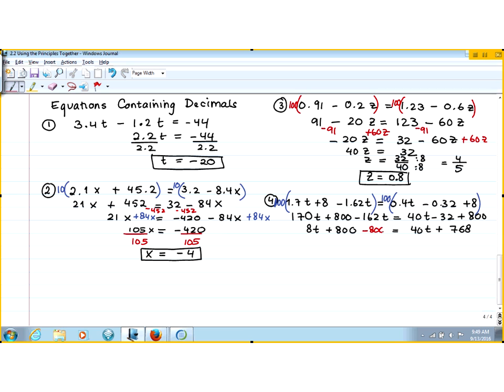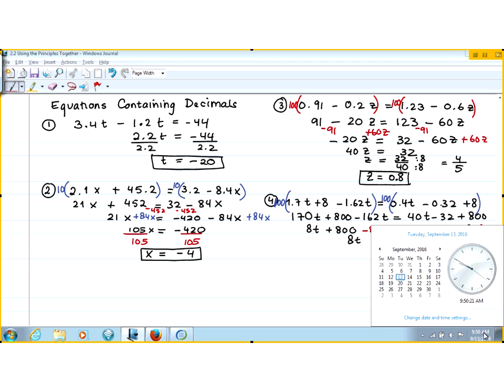Get the t on one side, or I could subtract 800 first, or you could subtract 40t first. It doesn't matter. Get the t's on one side, get the numbers on the other side, right? So this is minus 32. 768 minus 800. Okay, then what? What do we do next?